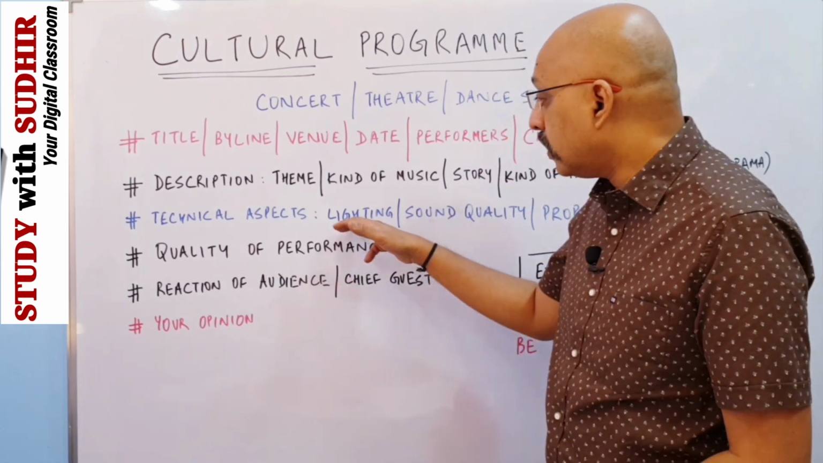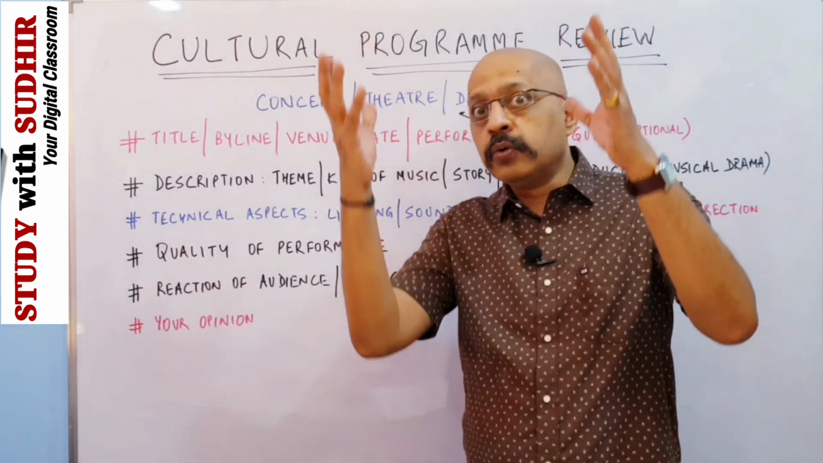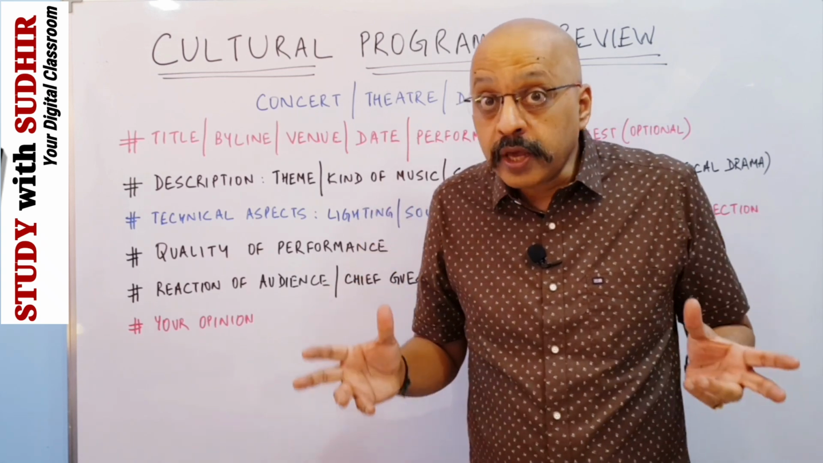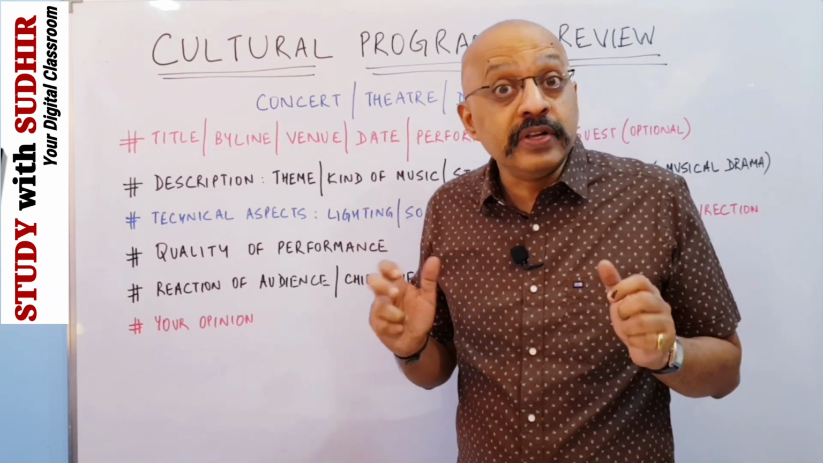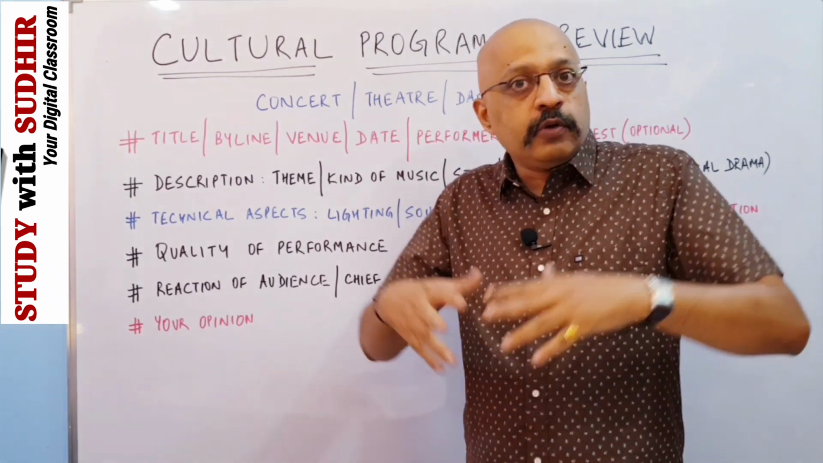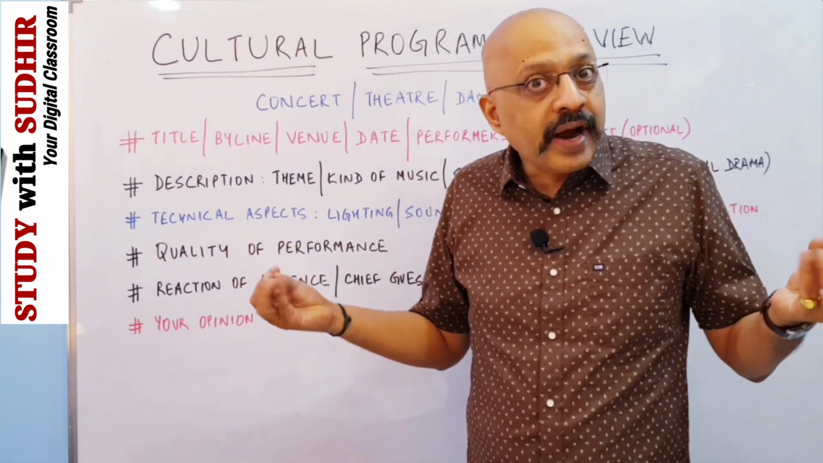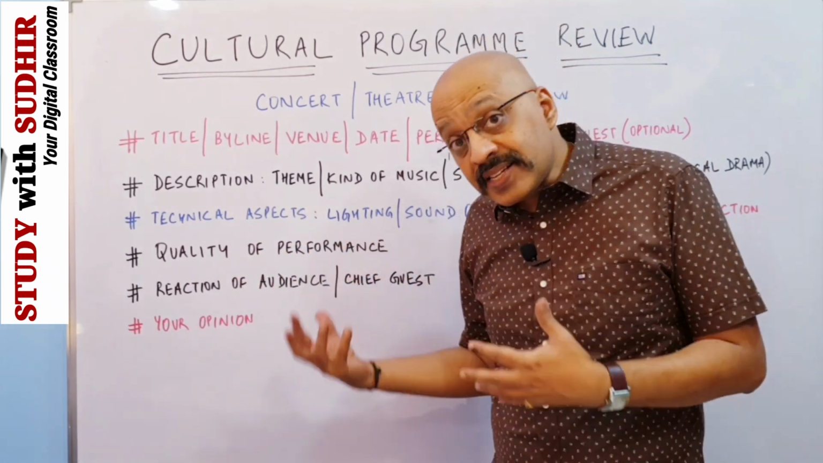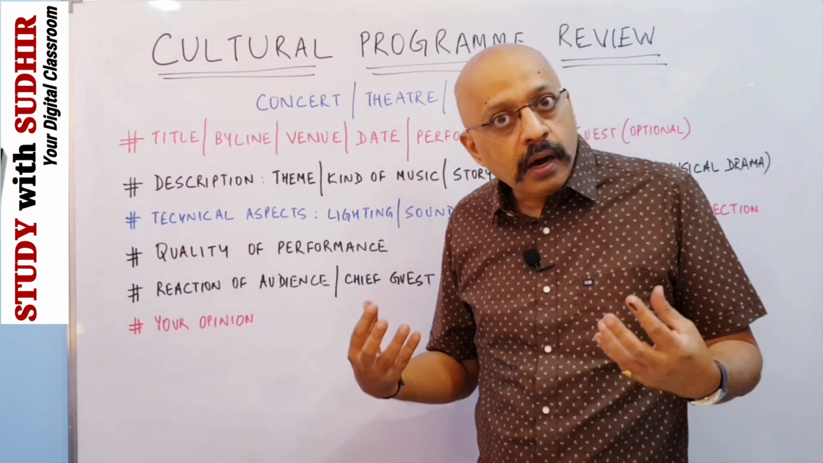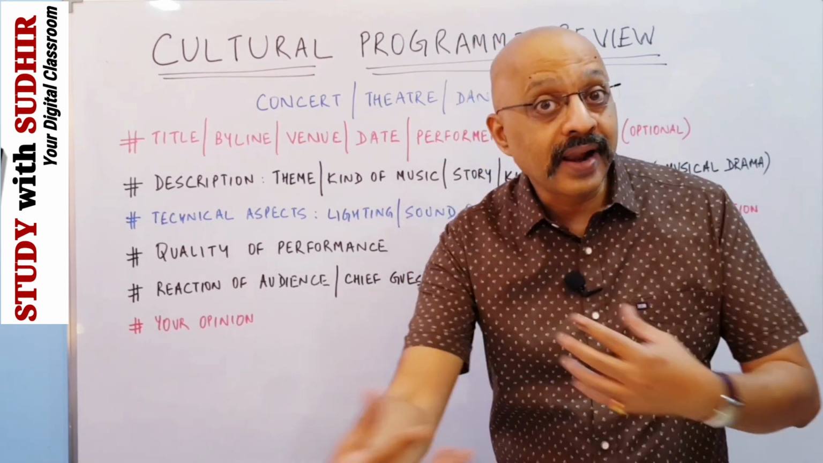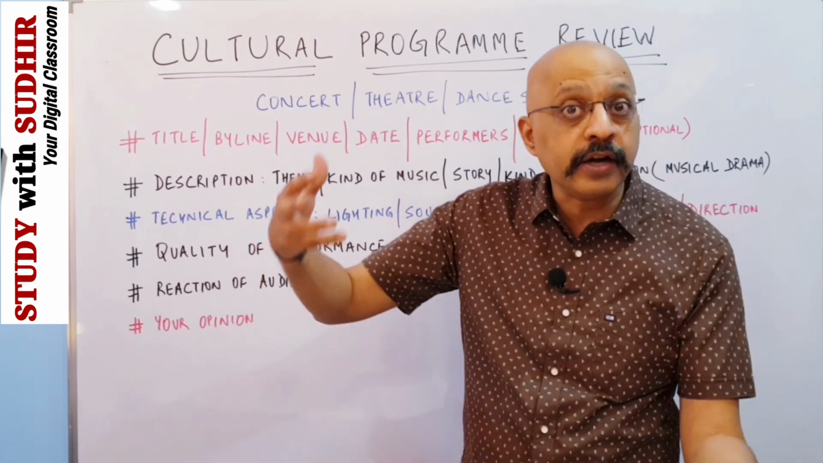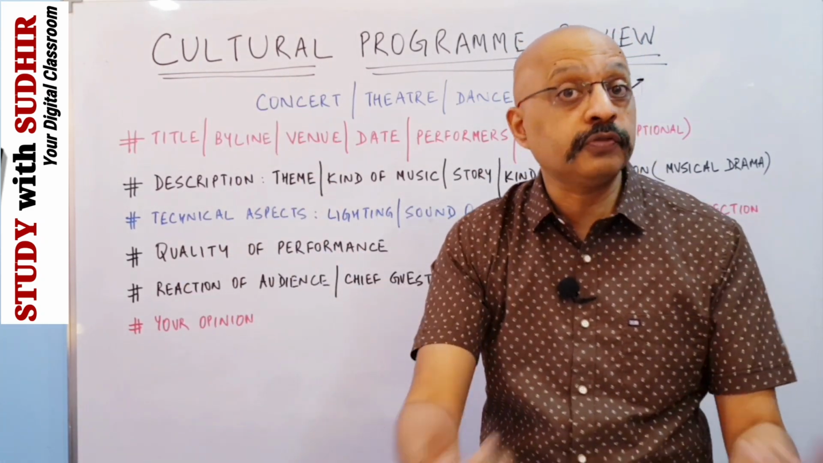So the lighting is very important, how the lighting was, whether it was spooky, if it was a horror kind of drama, whether it made you feel scared, or whether it was very warm tones. Similarly, in case of dance, where there are many dancers, how the lighting was done in order to complement the dance form itself.